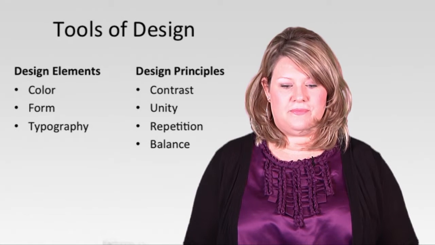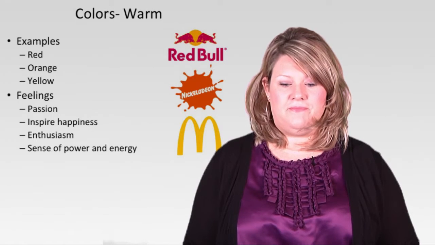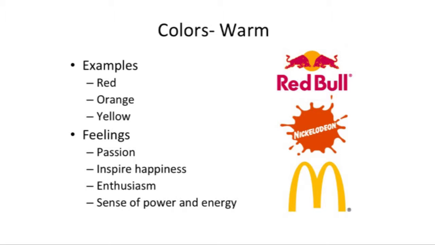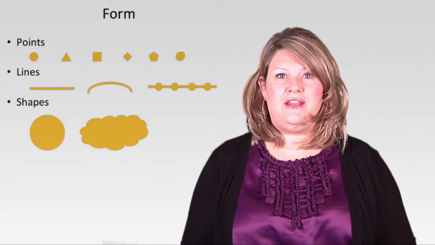mood and tone. Color is the first piece of information that our brains process when viewing new information. That means that before we can even read the content, the color is telling us what it's about. Examples of warm color are red, orange, and yellow, and warm colors tend to promote a feeling of passion, inspire happiness or enthusiasm, or give a sense of power and energy. Examples of cool colors are blue, purple, and green, and they promote a feeling of calm and a sense of stability, professionalism, or trustworthiness.